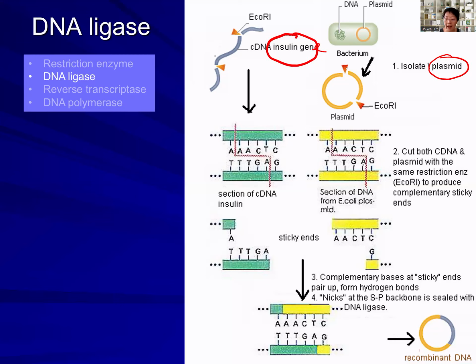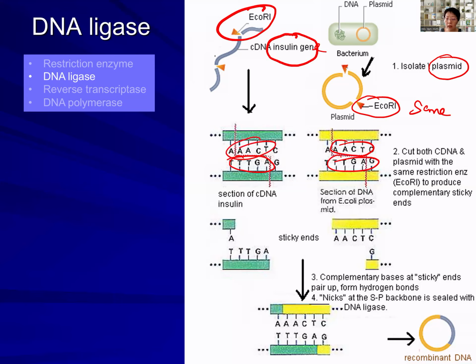And then we cut both of them with the same restriction enzyme. Same restriction enzyme. So when we cut with the same restriction enzyme, we will create complementary sticky ends. So you must cut with the same, then only will you produce complementary sticky ends. So this sticky end can actually join to this sticky end. This sticky end can join to this sticky end, right?